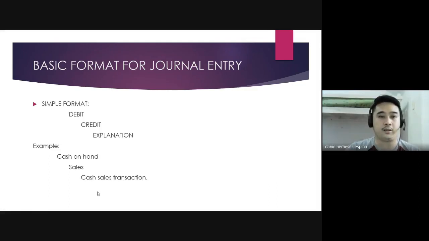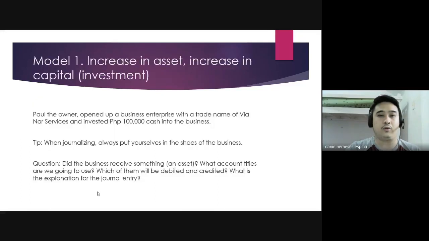So that's the format: debit, credit, and explanation. We have 6 models. I will provide some examples for each model. Model 1 is increase in asset and increase in capital. Okay. So again, increase in asset.